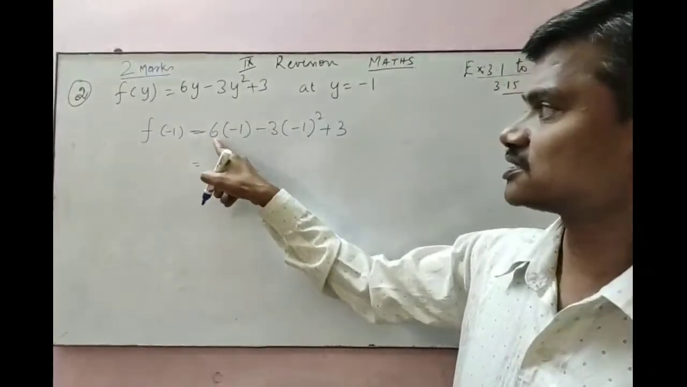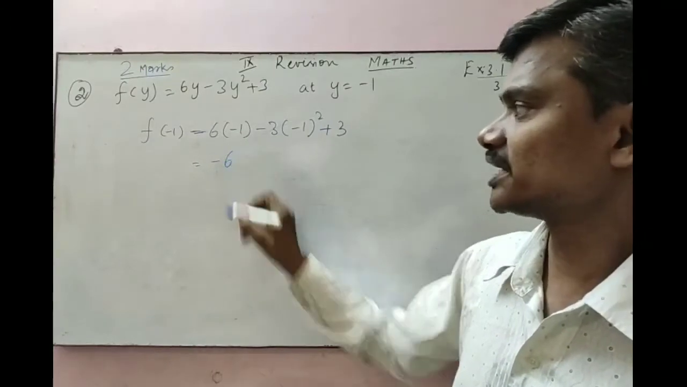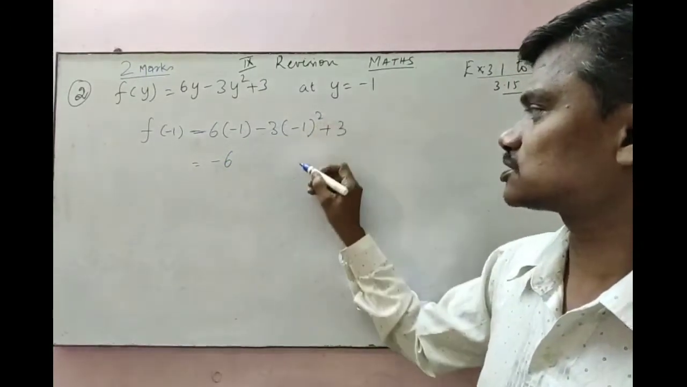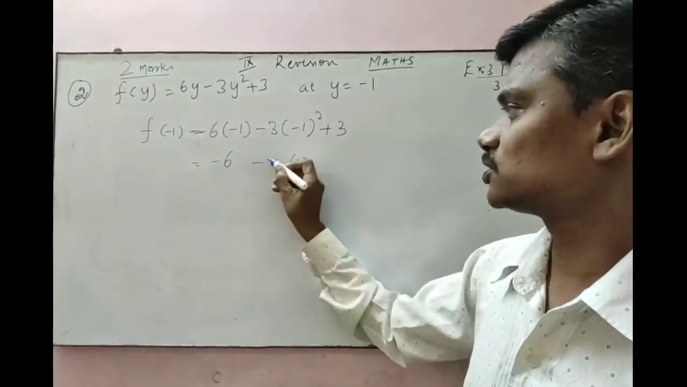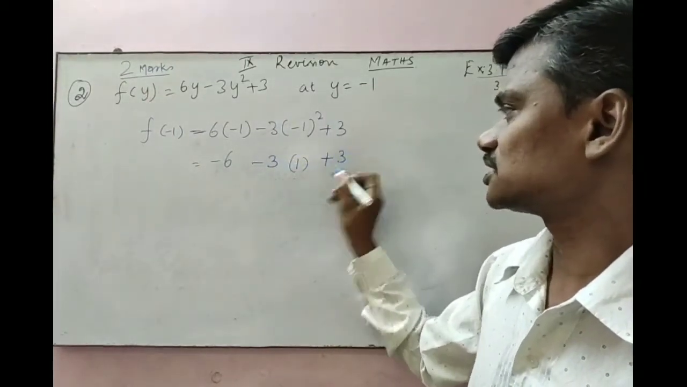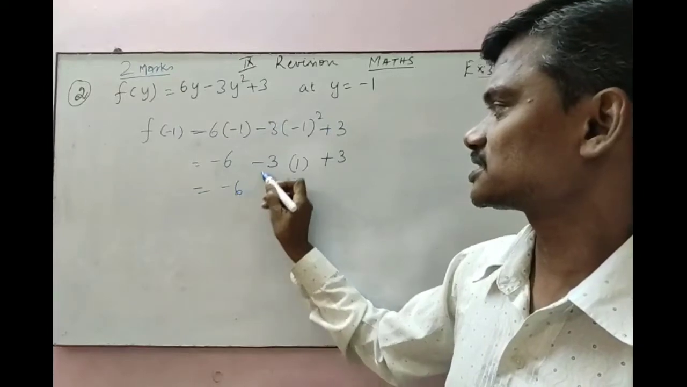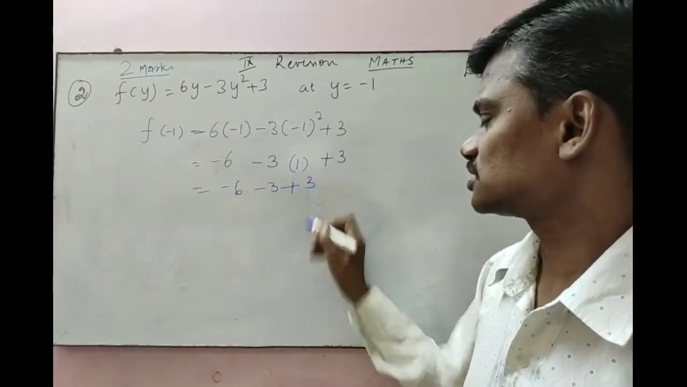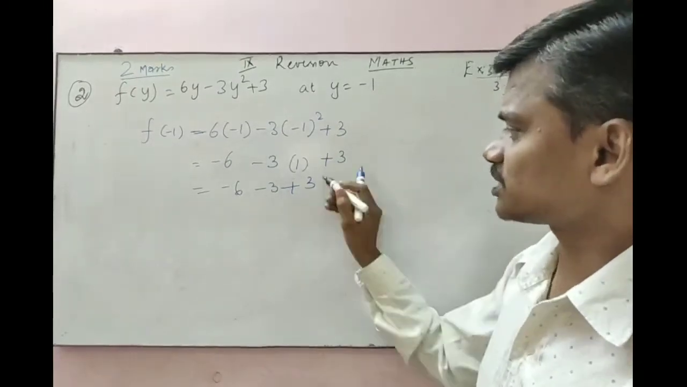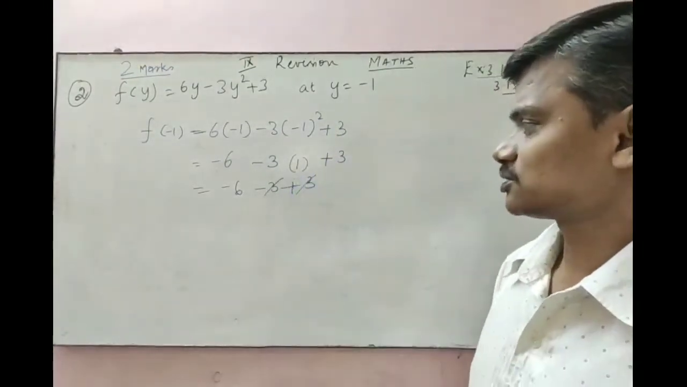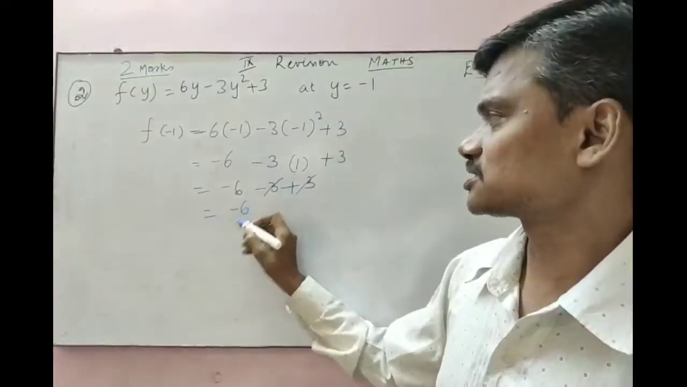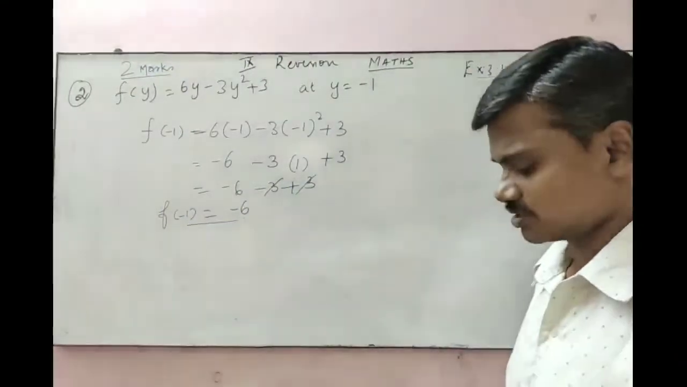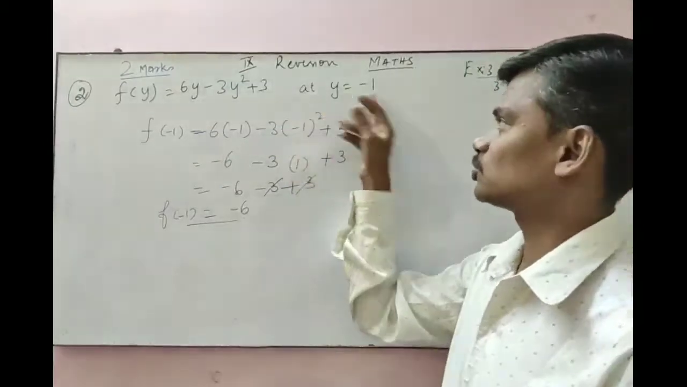Now simplify this. 6 into minus 1 gives minus 6. First you have to square this: minus 1 square gives plus 1. 1 into minus 3 gives minus 3, plus 3. So minus 6 minus 3 into plus 1 gives minus 3 plus 3. Now you cancel this plus 3 and minus 3. So the answer is minus 6. So f of minus 1 equals minus 6, which is the value of this polynomial at y equal to minus 1.